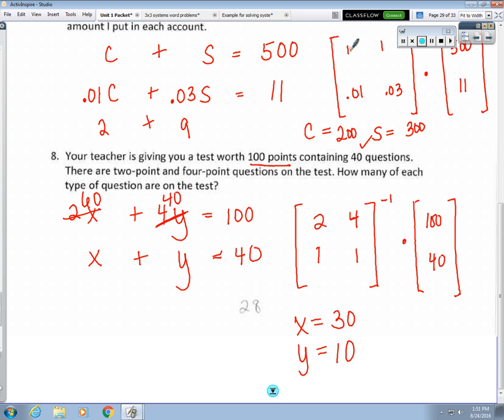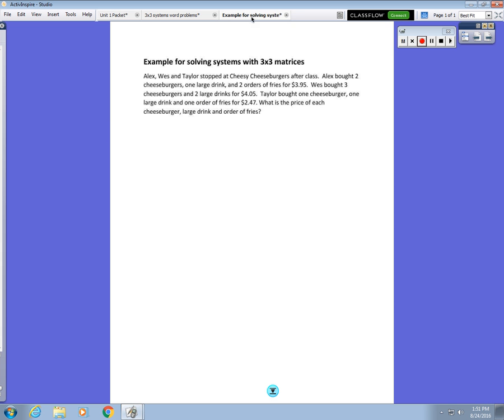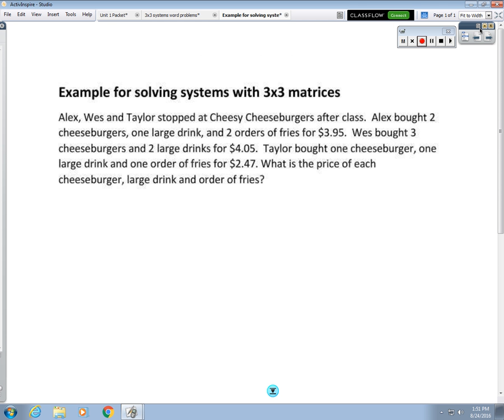Okay, this next thing is not in your packet. So if you want to write it down somewhere, that's fine, or you can just watch. Alright, Alex, Wes, and Taylor stopped at Cheesy Cheeseburgers after class. Alex bought 2 cheeseburgers, 1 large drink, and 2 orders of fries for $3.95. Wes bought 3 cheeseburgers and 2 large drinks for $4.05, and Taylor bought 1 cheeseburger, 1 large drink, and 1 order of fries for $2.47. What is the price of each cheeseburger, large drink, and order of fries?